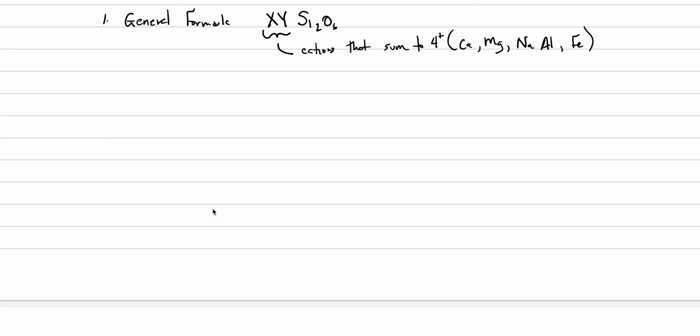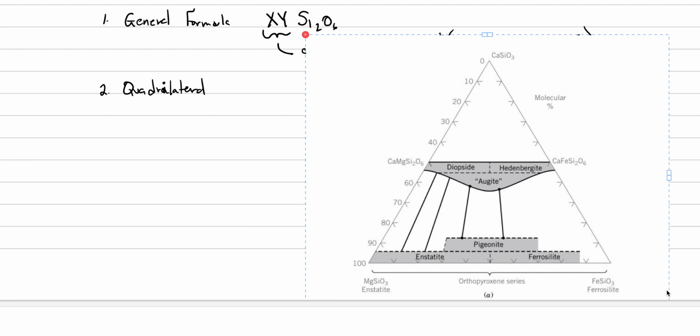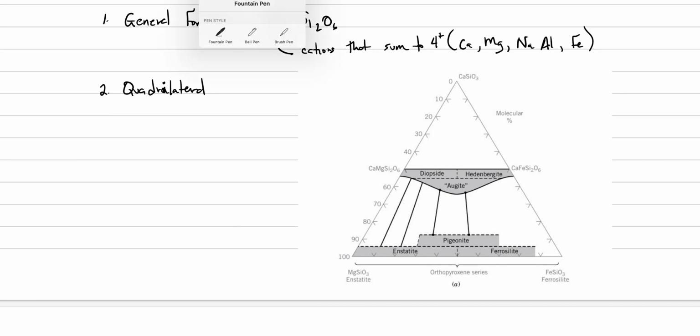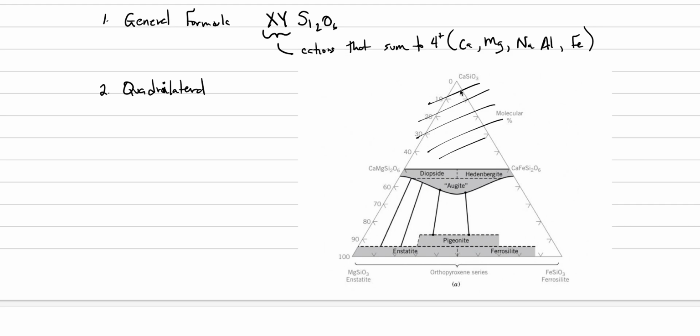The next thing I want to do is plot these general formulas on a discrimination diagram that is a quadrilateral. This is called the pyroxene quadrilateral, and it looks like this. The reason it's called a quadrilateral is that this part up here is kind of not included, although there are pyroxenes that plot up here, like wollastonite. But most of the time when you see this in the textbook, it's just this bottom shape, which has four sides, hence the name quadrilateral.